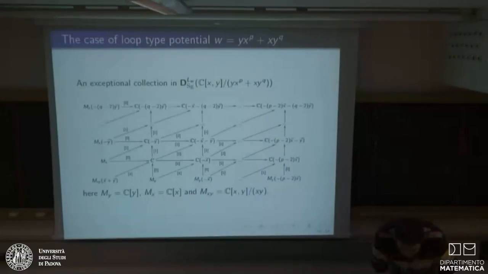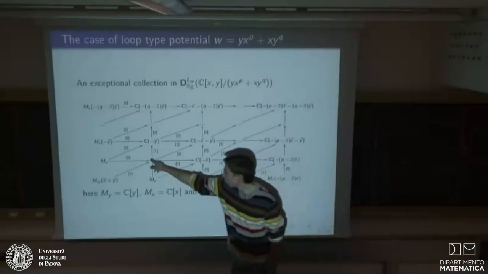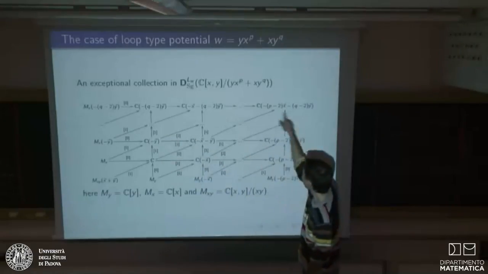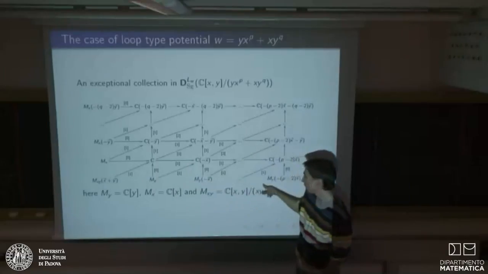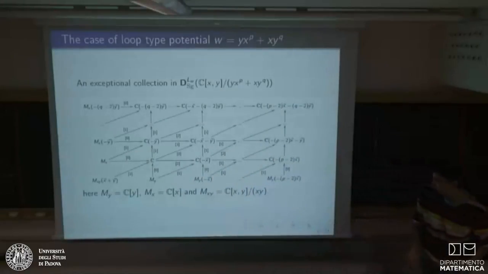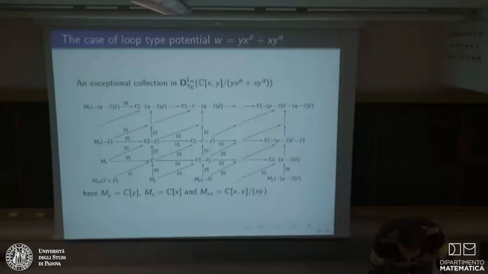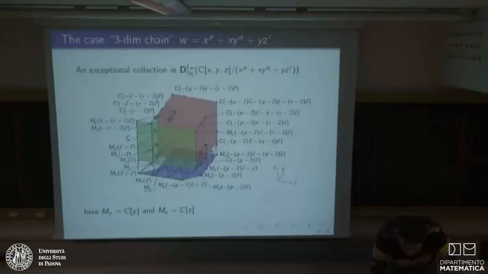Okay, so the collection for the loop type potential looks slightly similar, but here there are already more different objects, like four types of objects. One is one-dimensional, and this is m_y and its shifts, and m_x and its shifts, and also we need some other object, which is given by such a quotient. Okay, and in the three-dimensional case, it looks three-dimensional, actually.